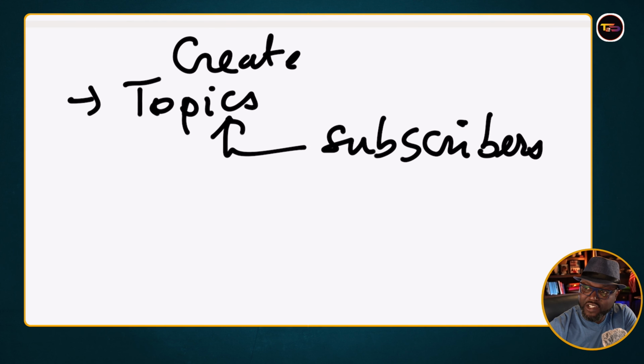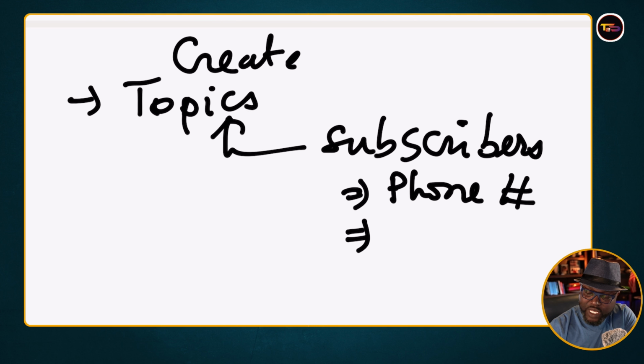So you have subscribers, and these subscribers could be anybody. It could be anything. It could be a phone number. It could be an email. You can use an email address.